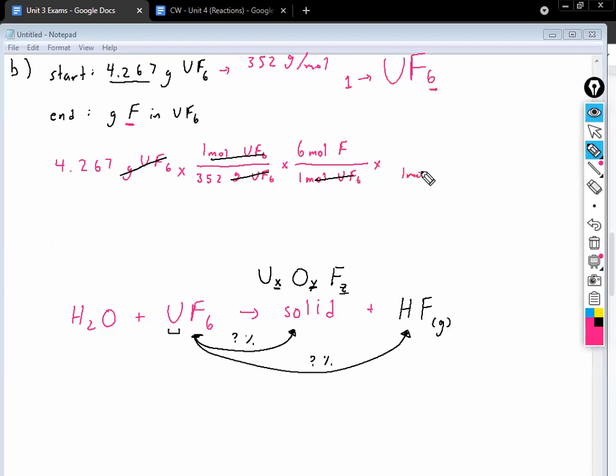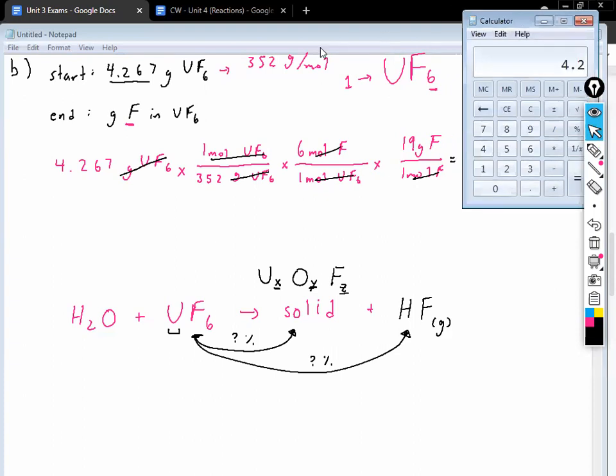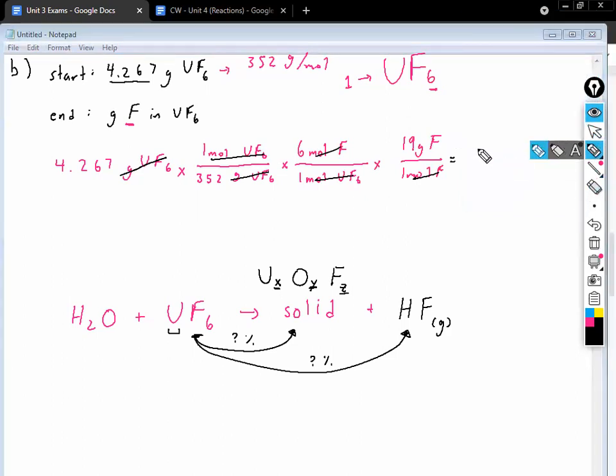After that, pretty simple. We have one mole of F. And if we just want to find the mass of that, we know that it's 19 grams. And so this should be your stoich problem. And we know we set everything up correctly because everything cancels out to get us grams of fluorine. Okay, so if we just punch that into our calculators, we put in 4.267, divide by 352, multiply that by 6, multiply by 19, that should give you 1.382. So that leaves us with 1.382 grams of fluorine inside of UF6.